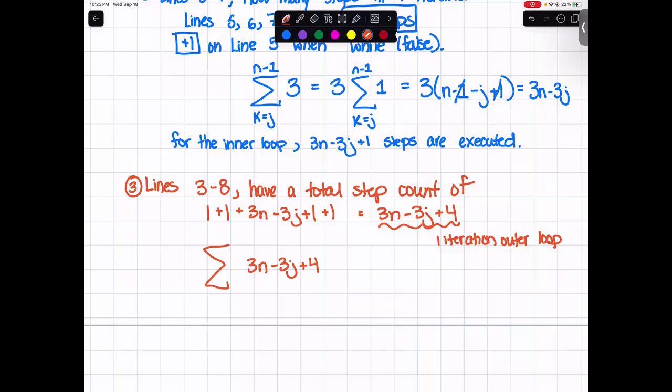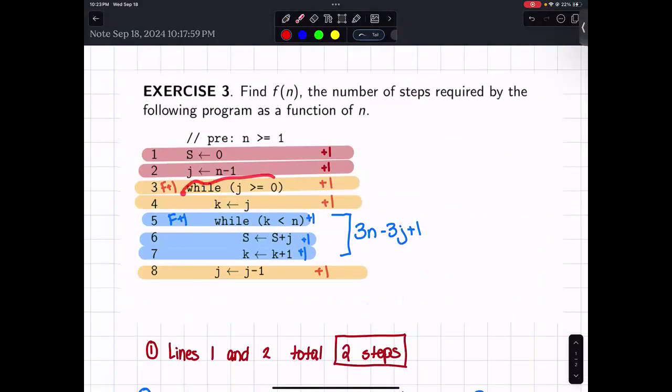So from line 2, we know that j is supposed to start at n minus 1, and from line 8, we know that j is counting down by 1 each time. So the loop condition here on line 3 tells us that it's going to be true when j is n minus 1, n minus 2, n minus 3, all the way until j is equal to 0. Lines 3, 4, and 8, and lines 5 to 7, as we've highlighted, all execute each time. So we've got our number of iterations there.